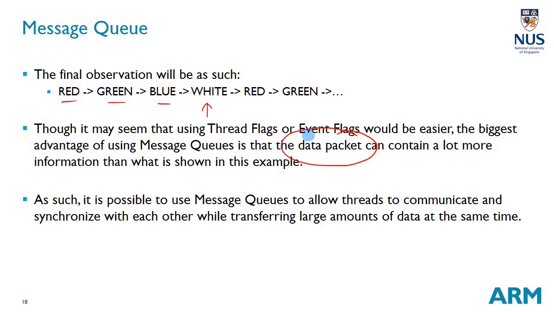Though in this mini project you may not see much benefit because it may just be 1 byte of data, in reality you must imagine that I can send as much data as I need through the message queue, while synchronizing between multiple threads. That is a huge advantage that we must acknowledge and take note of. So that basically wraps up the message queue portion.